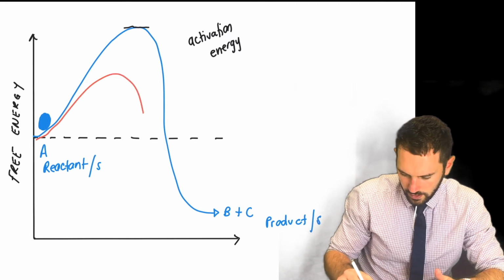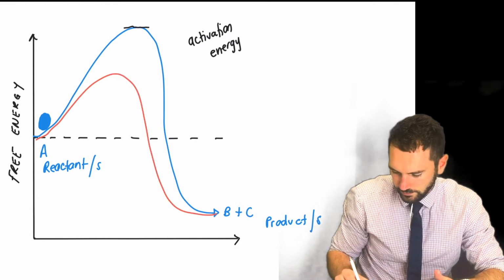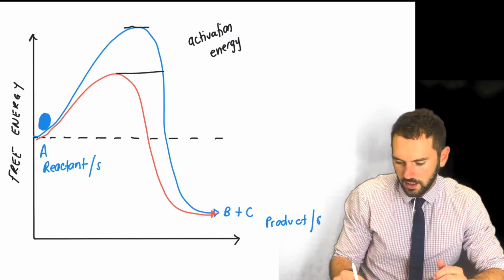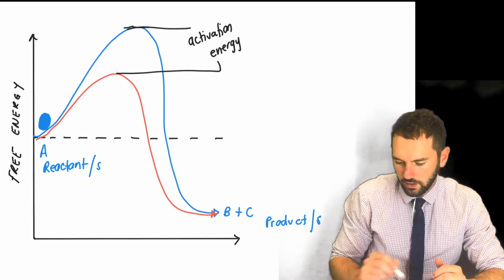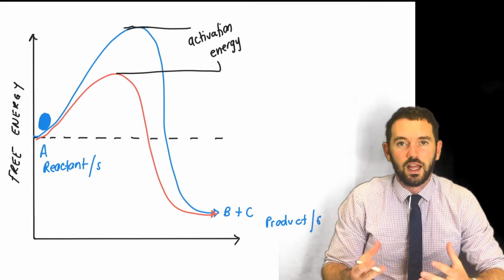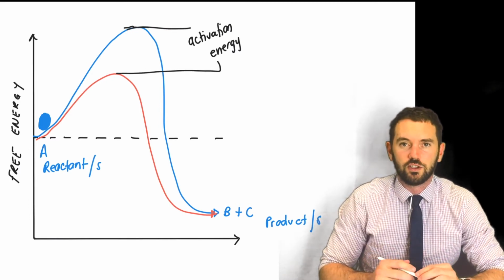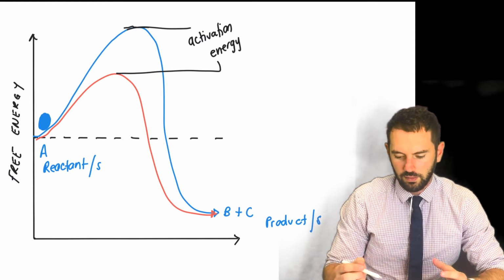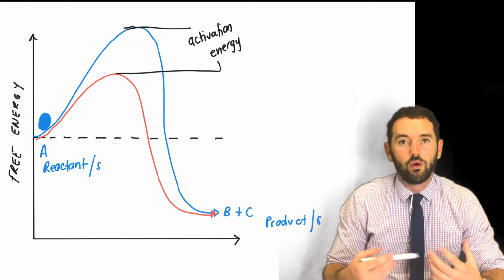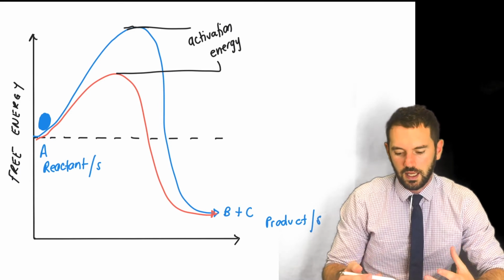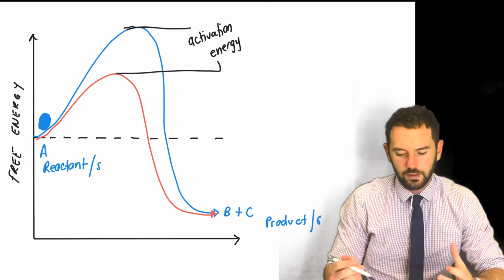Enzymes will create a curve like this. So the activation energy is now here compared to where it was before. So now we've had our enzymes reduce the activation energy required for that reaction to take place. So now these reactions are more likely to occur in the body, and we can get the products from them.